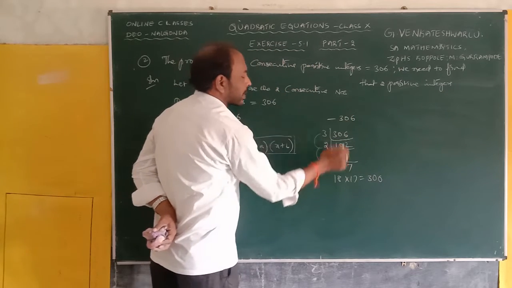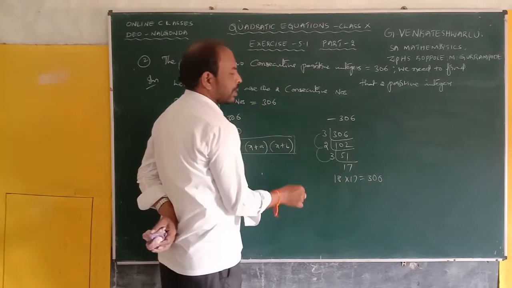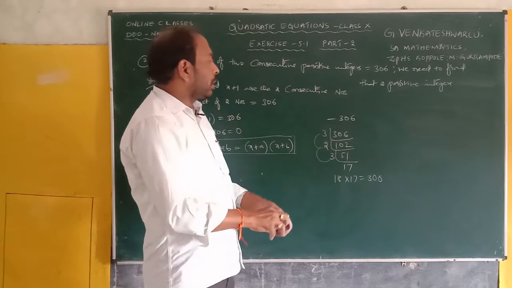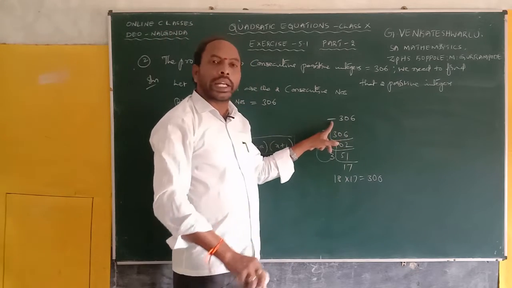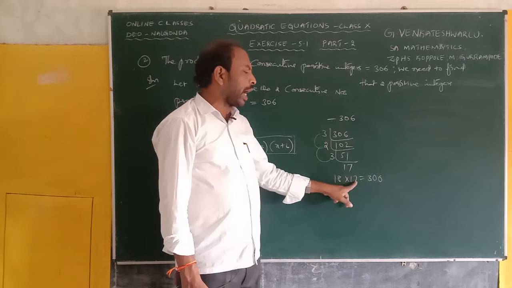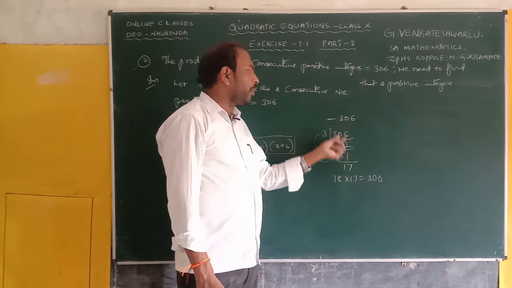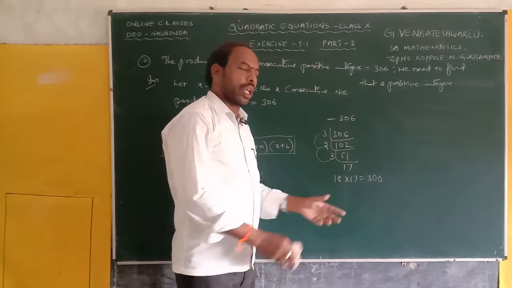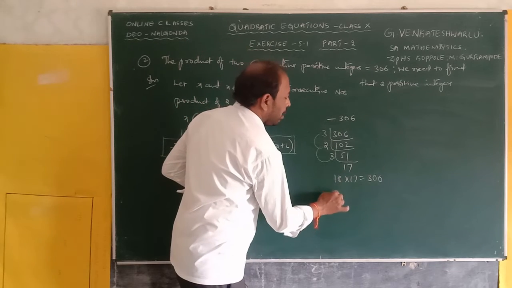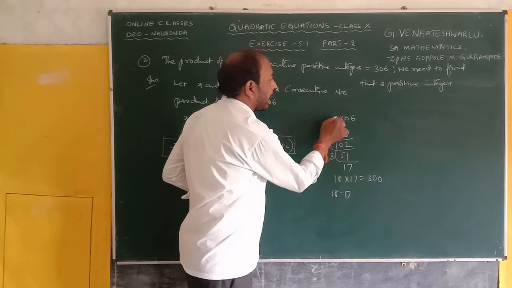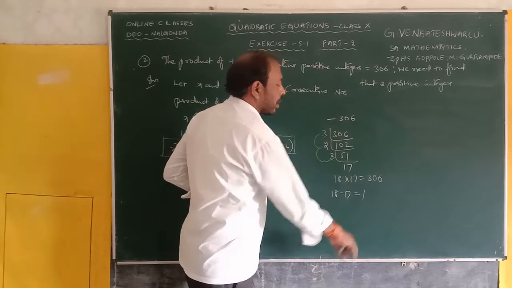This 306 is written as a product of two factors, and whereas this product has a negative sign, it means we need to subtract these two factors. If there is a minus here, we have to subtract the factors; if it is positive, we have to add. That's why 18 minus 17 is equal to 1.